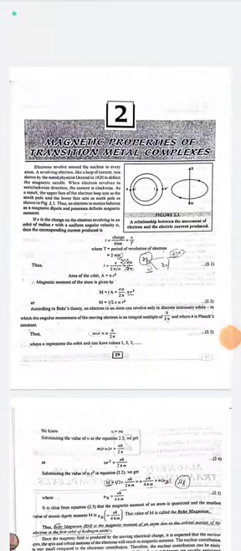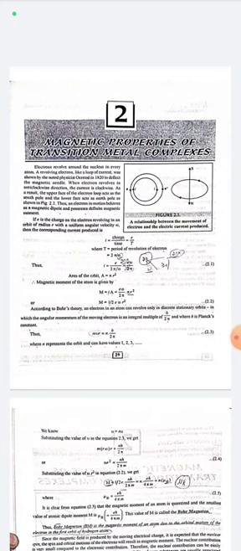Today we will read a chapter for visually impaired students from Pradeep Publication, Pradeep Inorganic Chemistry Volume 3 by Dr. K. Bhasin. The chapter is Magnetic Properties of Transition Metal Complexes.